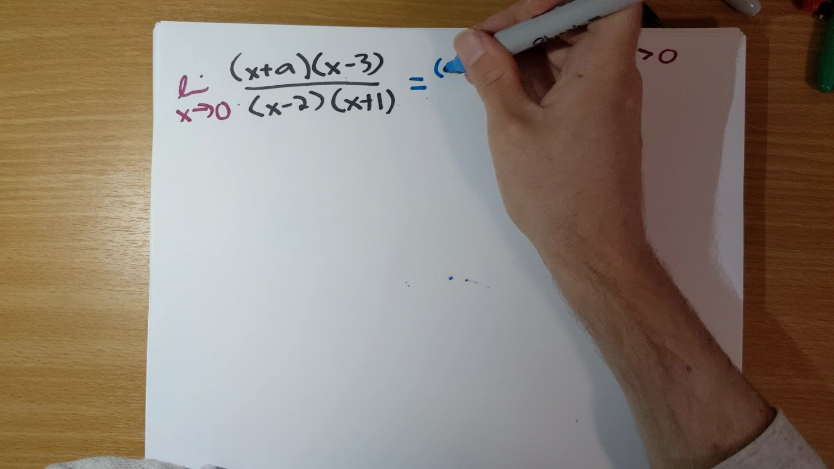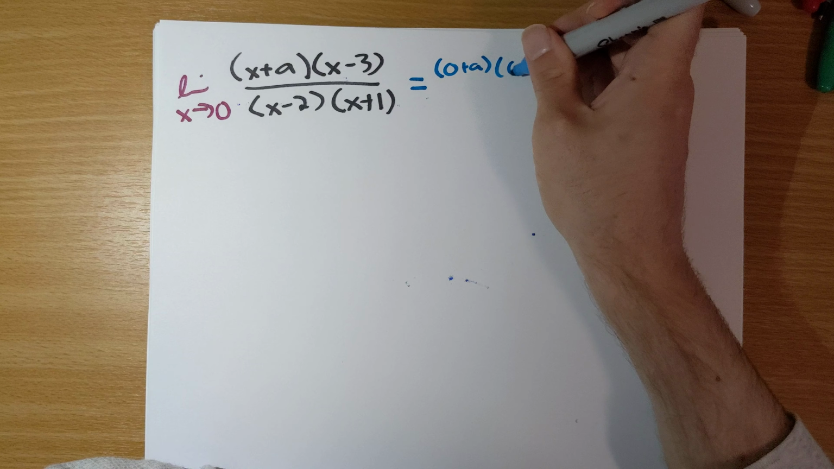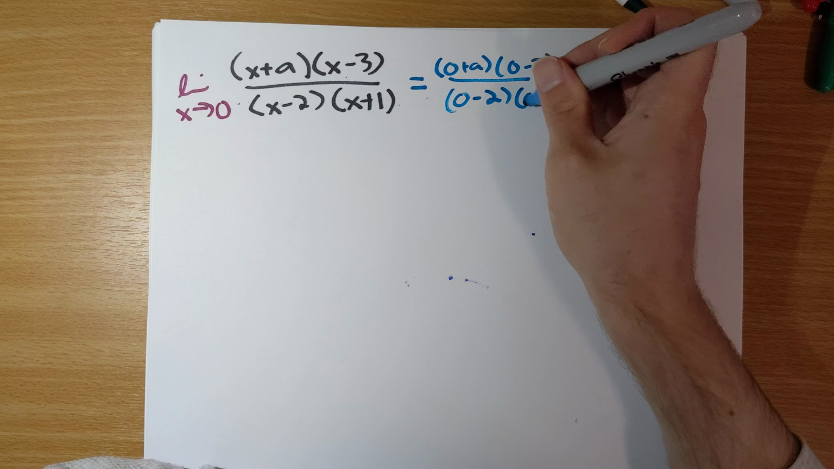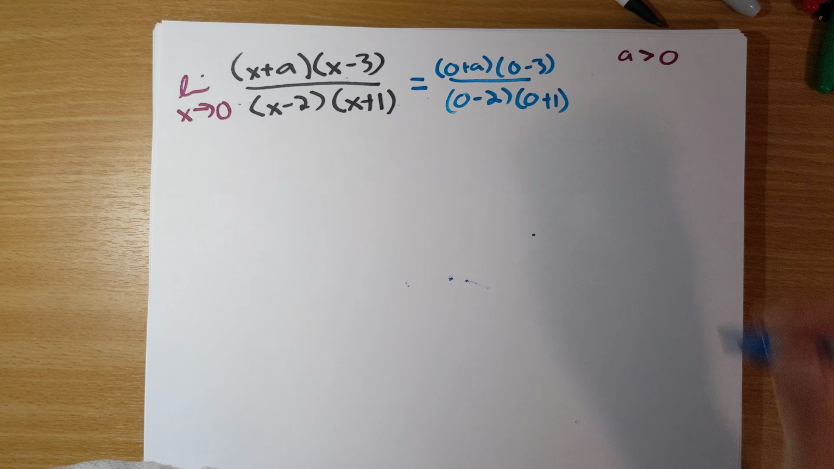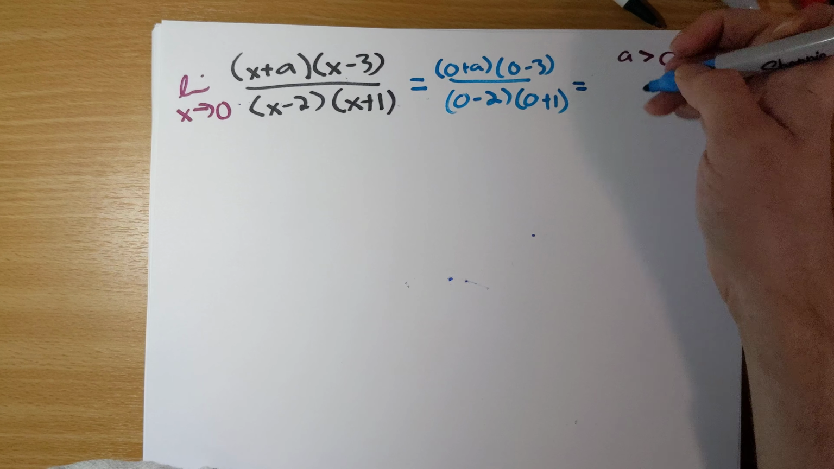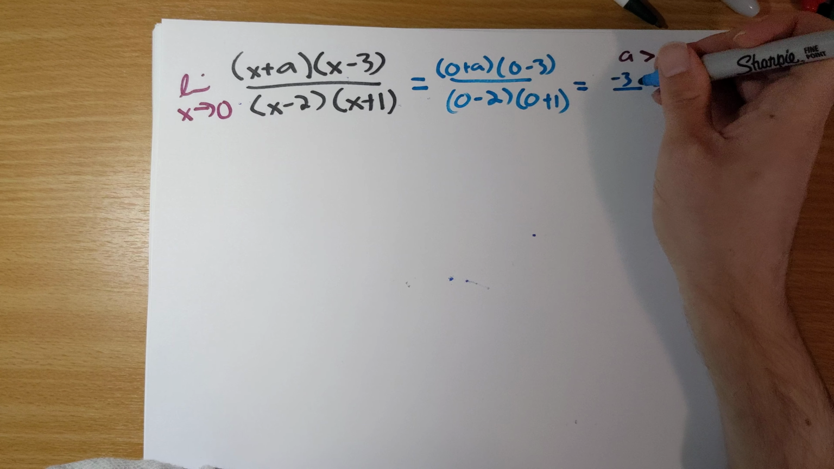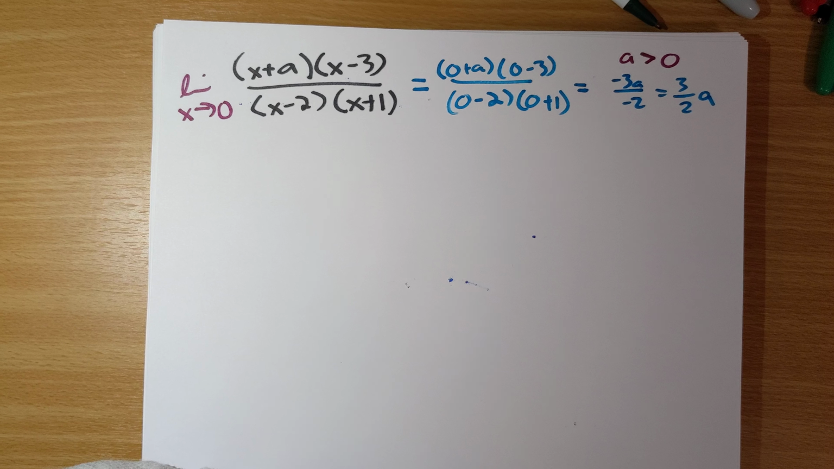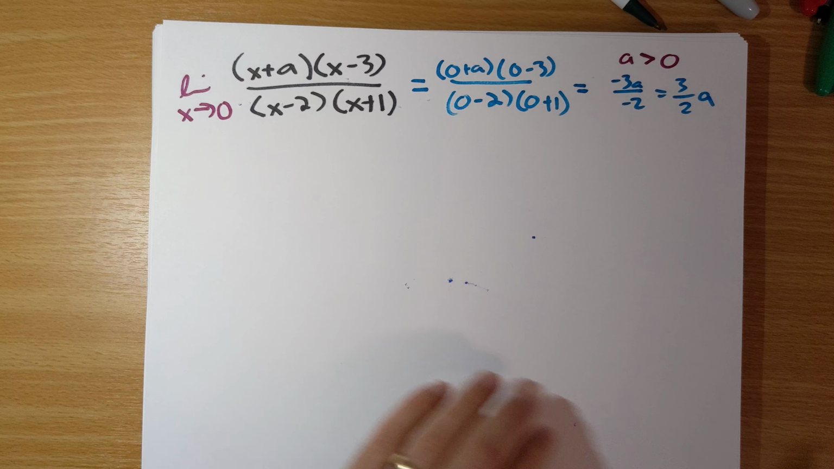And so we'd end up with 0 plus a times 0 minus 3 over 0 minus 2 times 0 plus 1. We're not dividing by 0 or anything. And this ends up as negative 3a over negative 2, or 3/2 a. So that is part A.